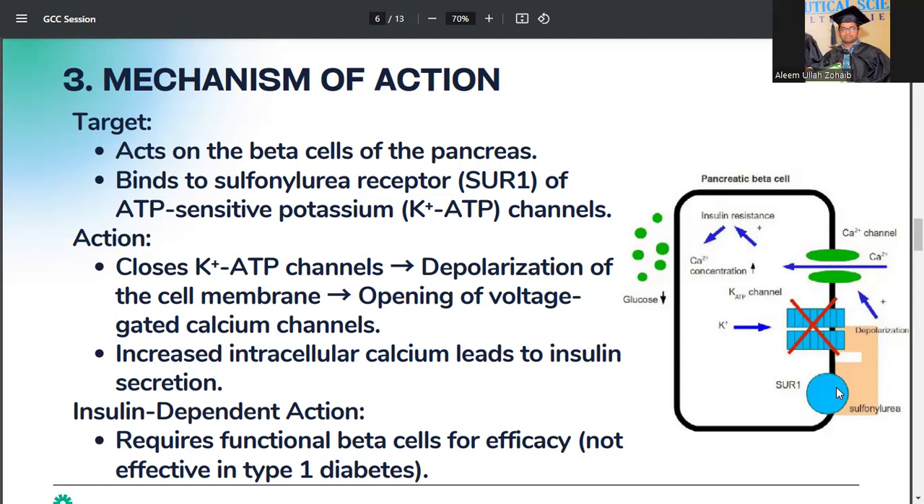Also, it opens the calcium channels. The calcium moves in. The cell becomes more positive inside. Normally, when the insulin is resistant due to less calcium concentration, when the calcium moves in, the cell becomes more positive inside. It decreases the insulin resistance. It enhances the secretion of insulin.